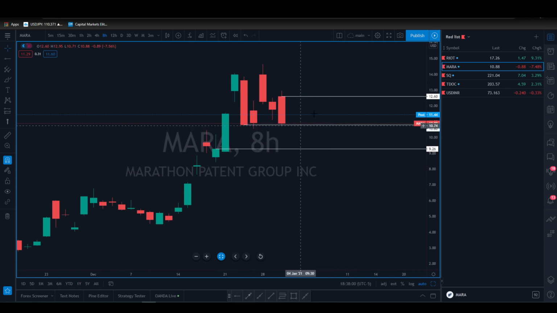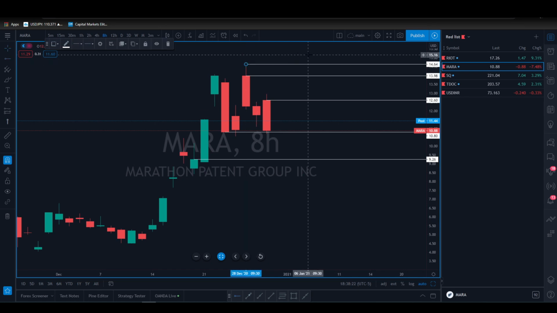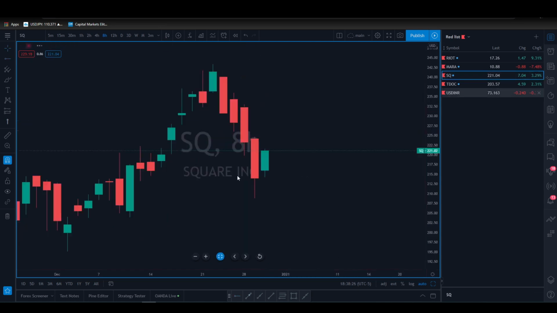However, if you gap up tomorrow and you come back down and you test 10.80 again and you hold that, your next area to look at is going to be today's open at $12.60. You get an hourly closure above that, you're going to test 13.98 and then ultimately this high here, and that high is 14.64.